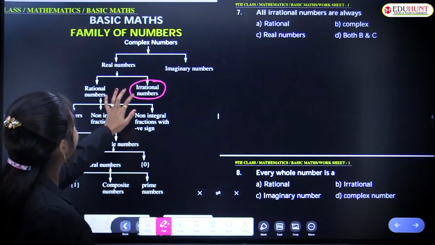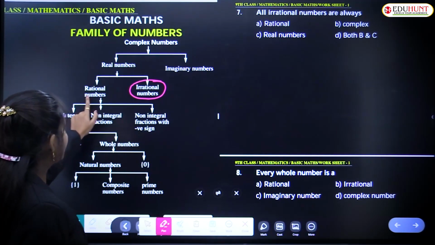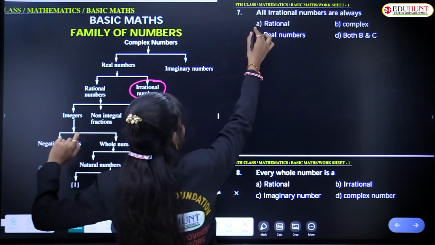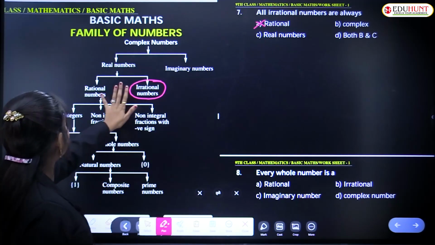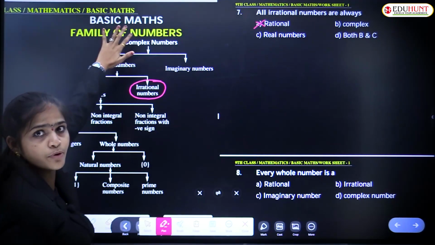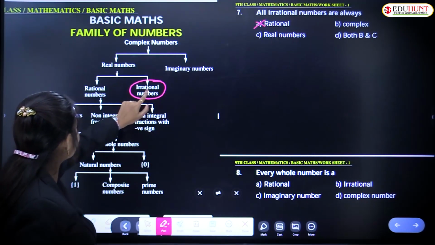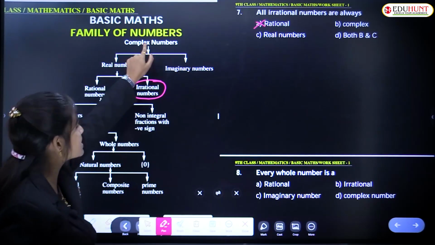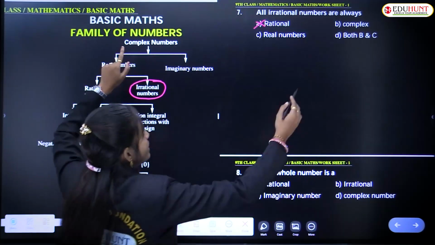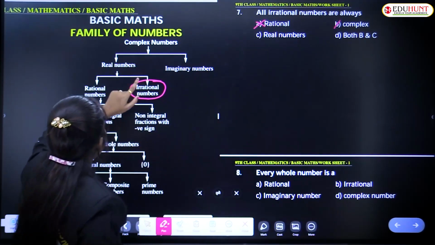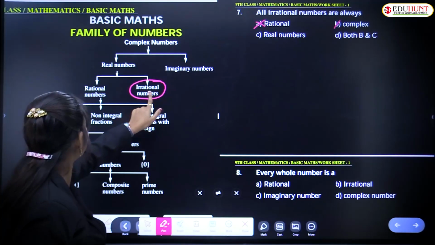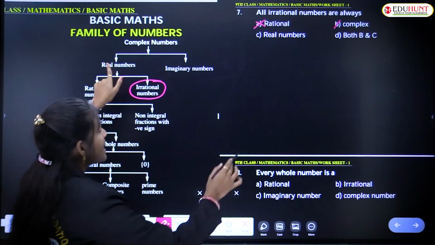All the irrational numbers are rational? That is the false statement. And all rational numbers are complex numbers. It is possible. Why? Because all the irrational numbers are real numbers, and all the real numbers are complex numbers. So that's why here complex is correct. As I just told you, all the irrational numbers are real numbers also.